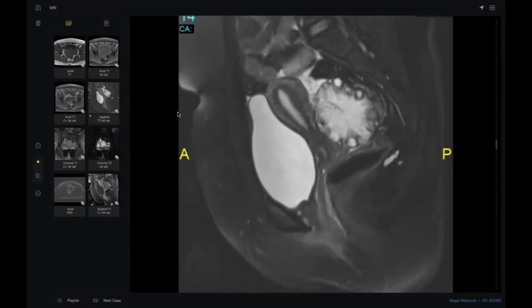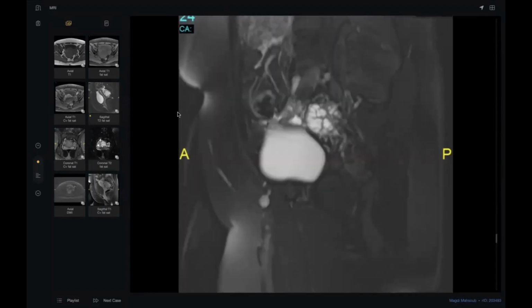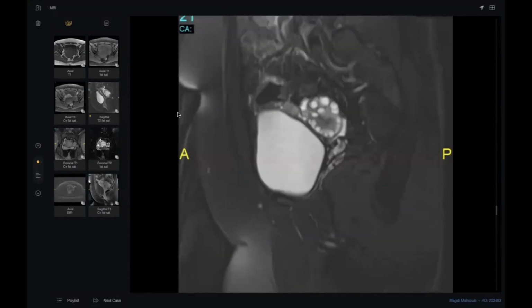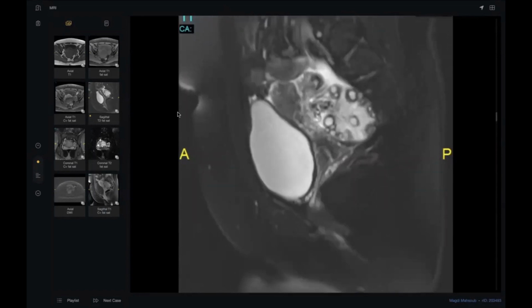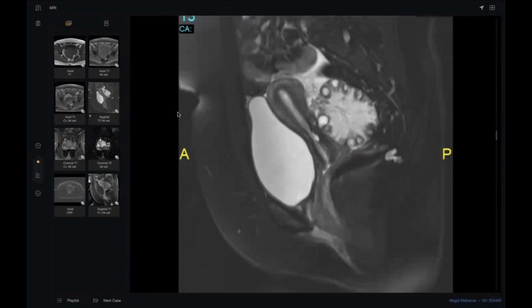I can appreciate that the visualized structure is likely enlarged, is actually the enlarged right ovary. There are multiple peripherally arranged follicles with increased central stroma. Most of them show internal hyperintensities, suggesting internal hemorrhage. There is a small amount of fluid in the surrounding tissue.